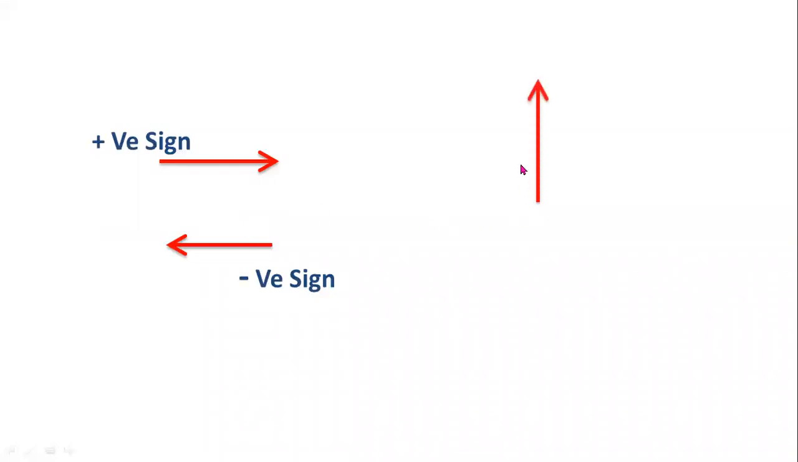Before going to the problems, first you have to know the fundamentals about sign conventions of a resultant force. If a force is acting towards right, then you have to consider positive sign. Similarly, when a force is acting towards left, then you have to consider negative sign. If a force is acting upward, you consider positive sign. For downward direction, you consider negative sign. These four sign conventions are very important for solving the problems.